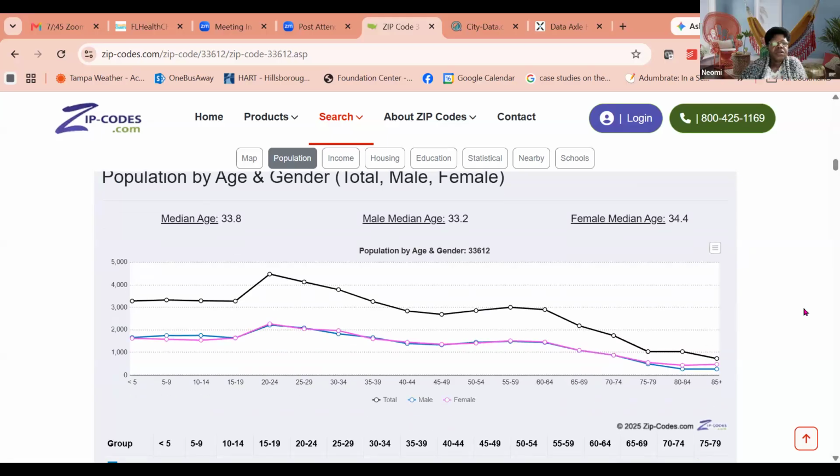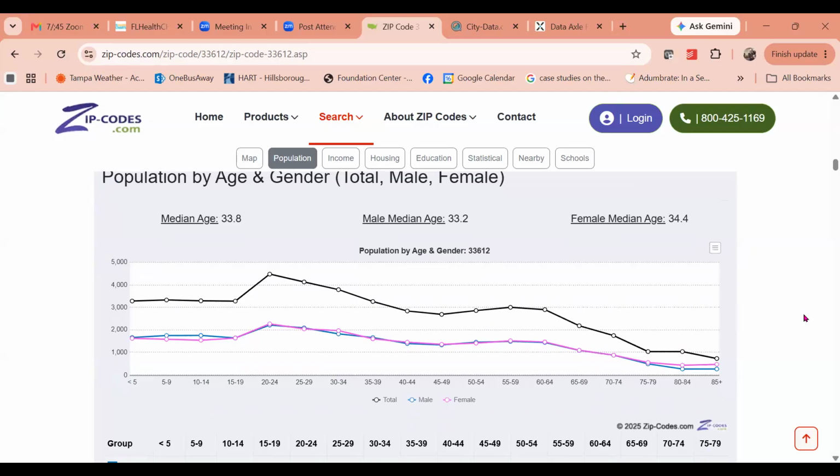Now look at this. We can break it down by age and gender as well. That's what you want to break down in your business area. Let me look at this. Most people in your neighborhood are between 20 and 24. A lot of young people live in your neighborhood.